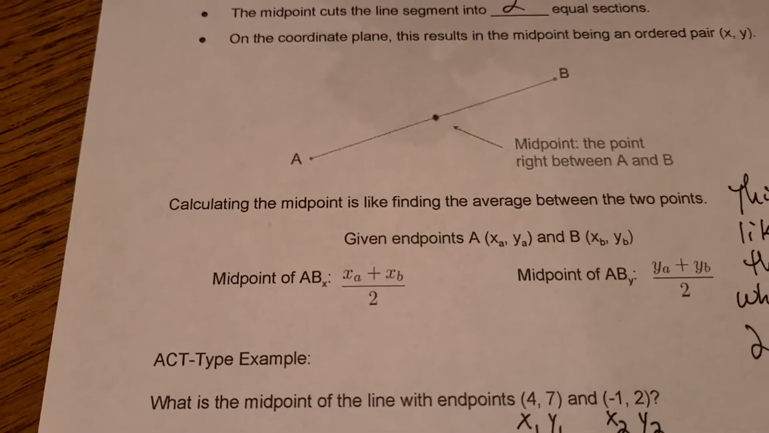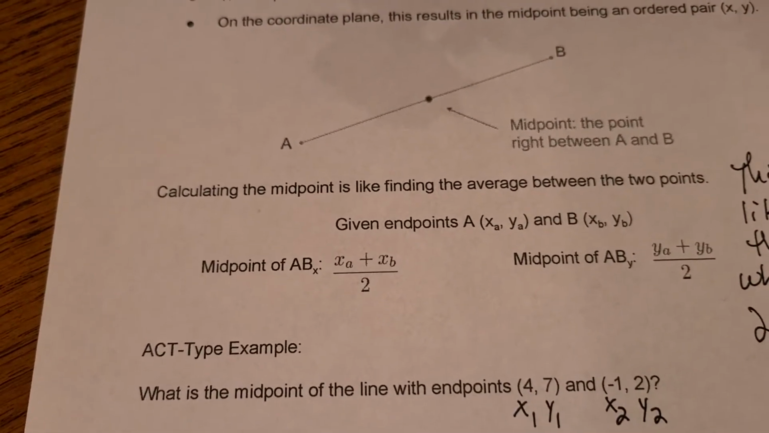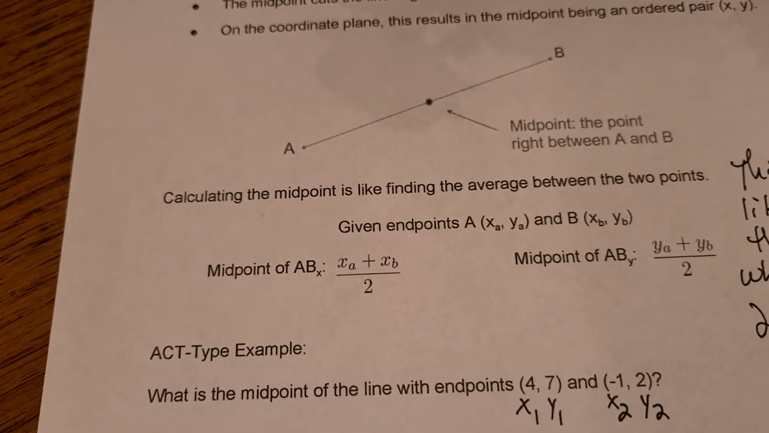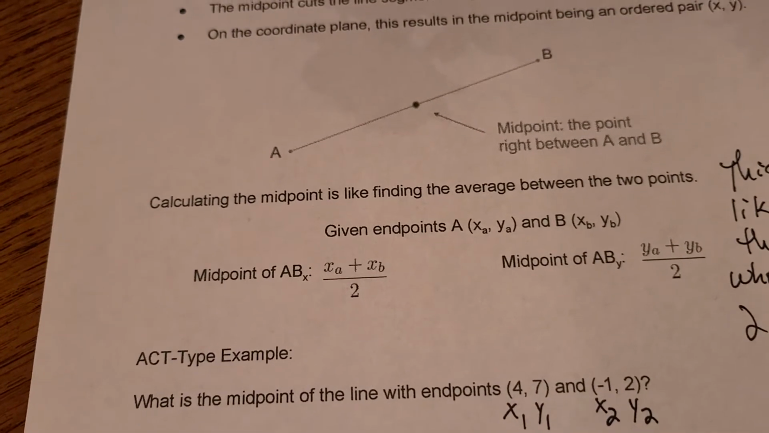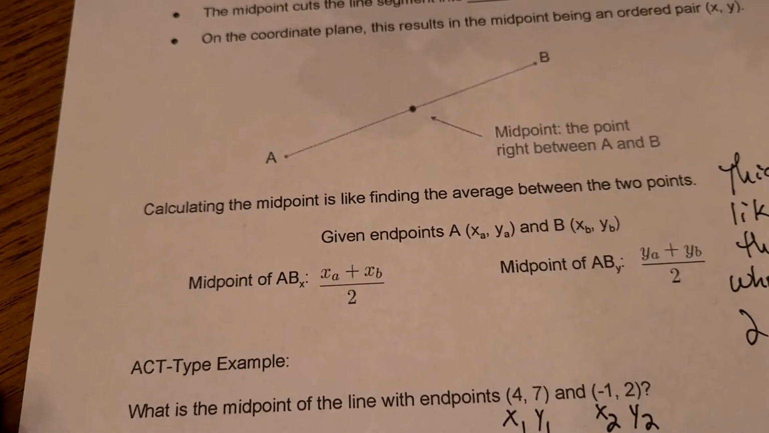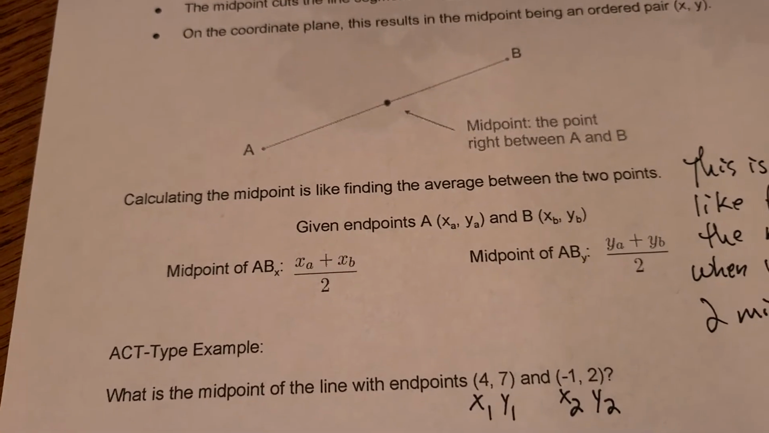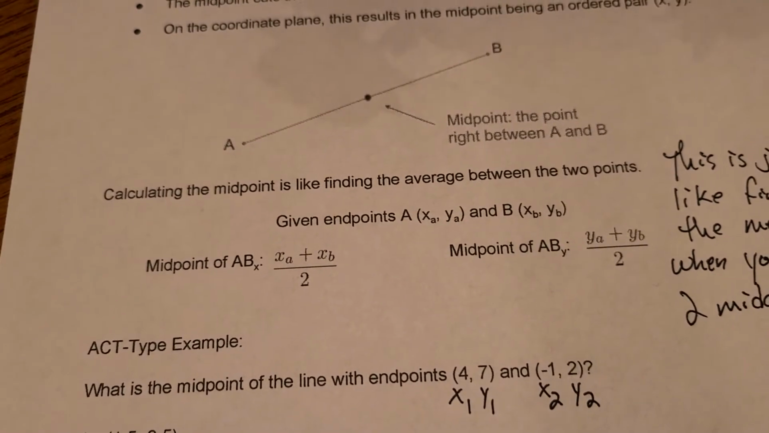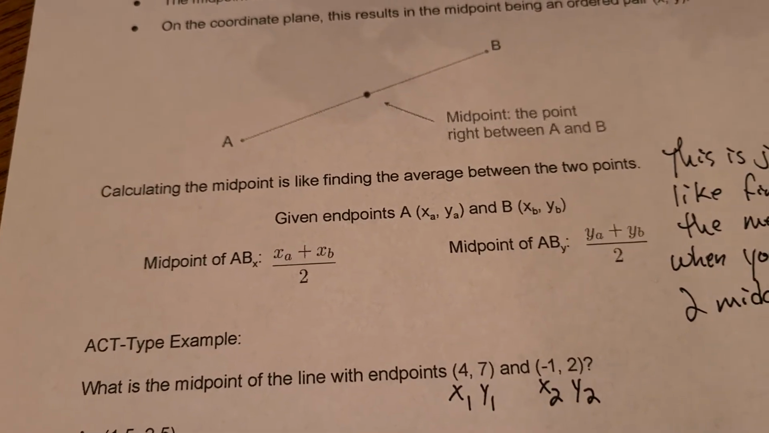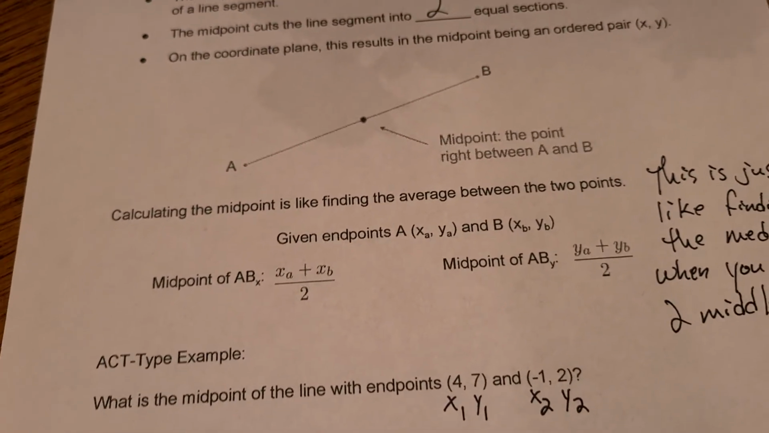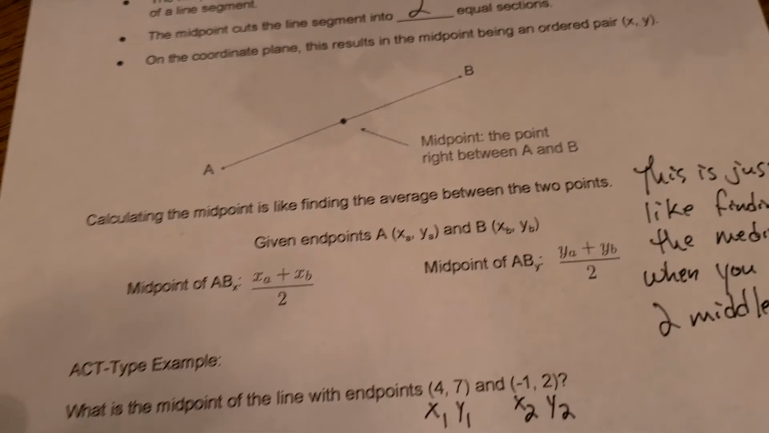All right, so here's an example problem for the ACT. What is the midpoint of the line with endpoints 4, 7, and negative 1, 2? So 4 is x1, or what they labeled up here is xa. 7 is y1 or ya. Negative 1 is x2 or xb. And 2 would be y2 or yb.